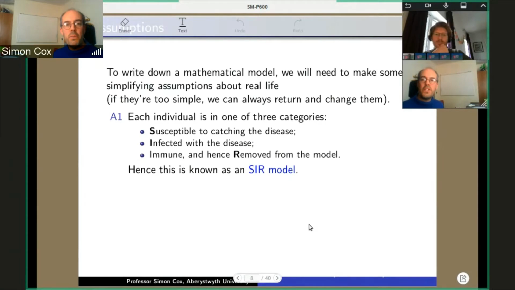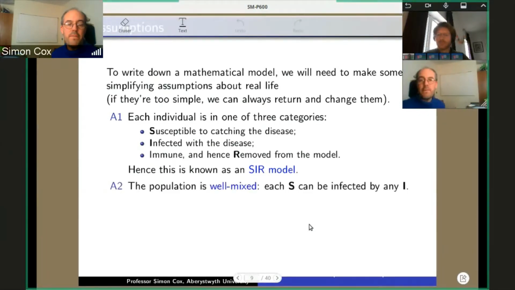So my first assumption, A1, is that within this population, each individual is in one of three categories. Either they're susceptible to catching the disease, that's an S. They may be infected with the disease, that's an I. And they may be immune, and hence they are removed, that's an R, removed from the model. So this is one of a class of models known as SIR models. You're susceptible, infected, or removed. And there's no other possibilities.